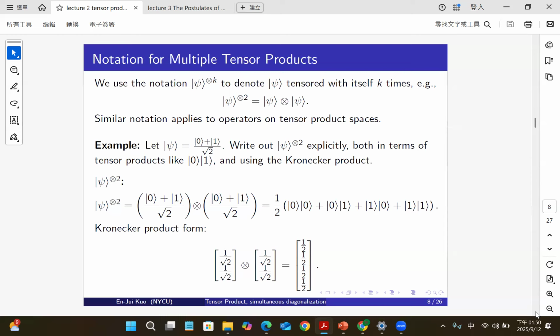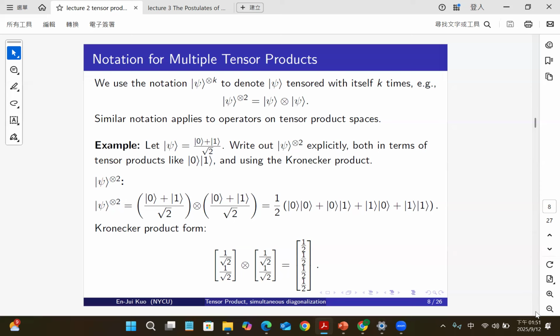So these are linear algebra notation, but you can use bracket notation, right? Write it as 0 plus 1 divided by square root 2. And you can write out psi tensor psi. By definition, you can expand it, right? So just 0 tensor 0, 0 tensor 1, 1 tensor 0, and 1 tensor 1 with coefficient a half. And then write it in product form, just this tensor this, and then you have it.